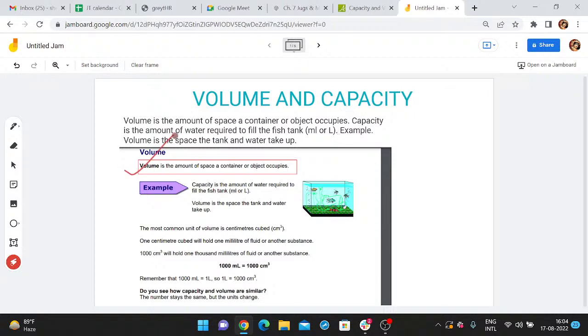Now if we come to this example, of course the definition starts with volume is the amount of space a container or object occupies, कि वो कितना भरा हुआ है. It's like that. So let's concentrate on this example. It says capacity is the amount of water required to fill the fish tank.